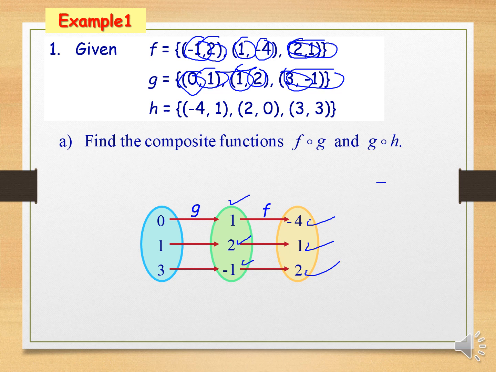Observe that this is f composite g with the domain 0, 1, 3 from here, and the range of f composite g is -4, 1, 2.